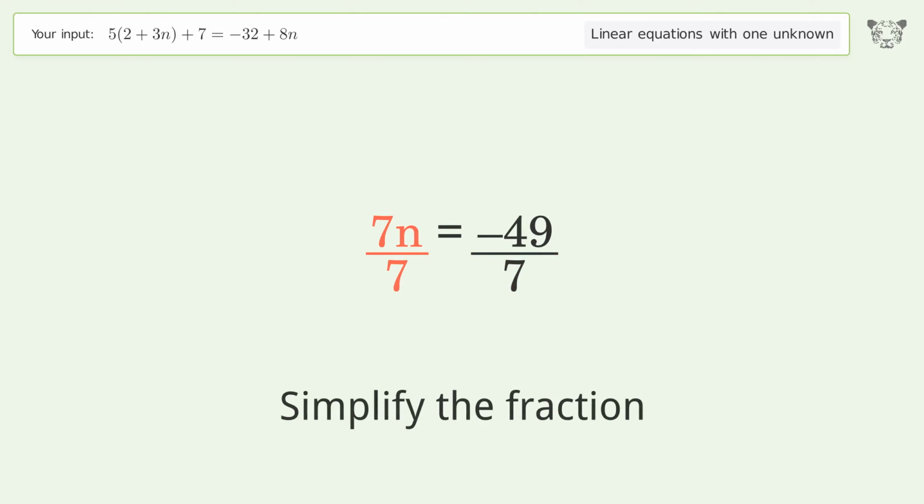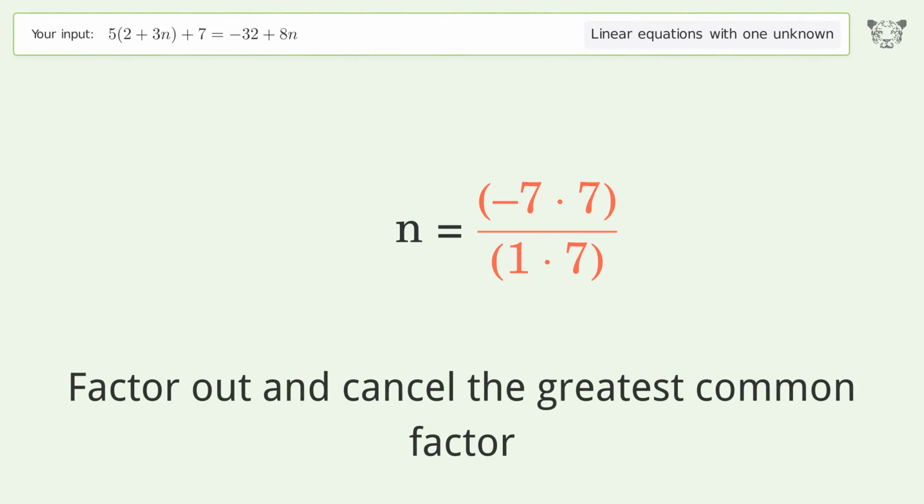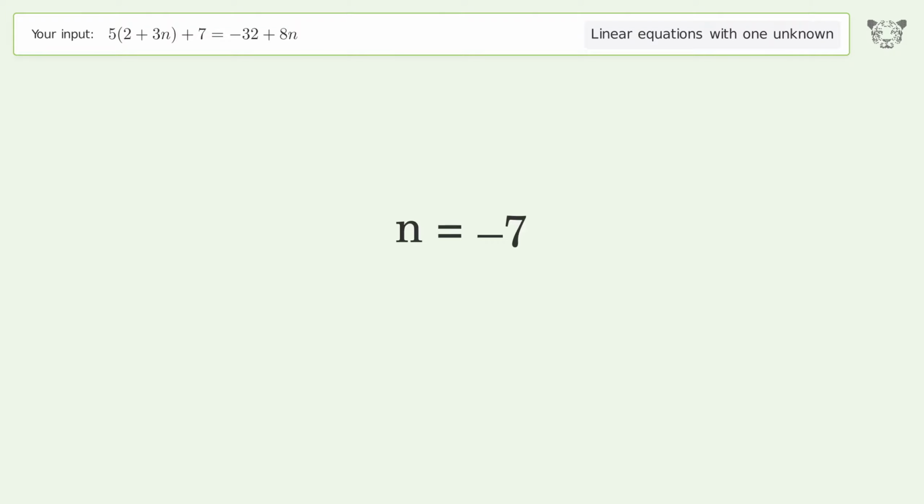Simplify the fraction. Find the greatest common factor of the numerator and denominator. Factor out and cancel the greatest common factor. And so the final result is n equals -7.